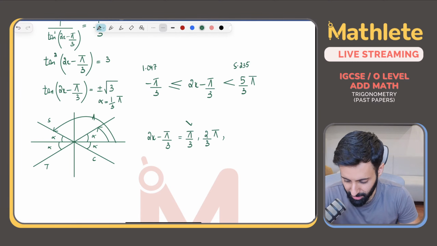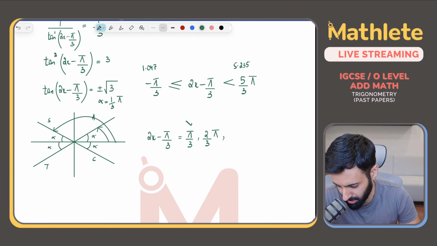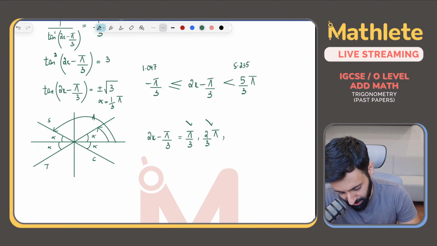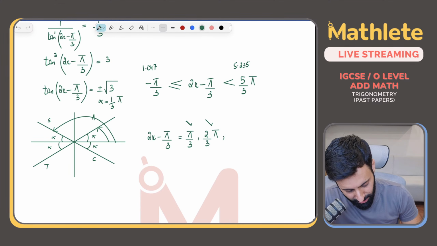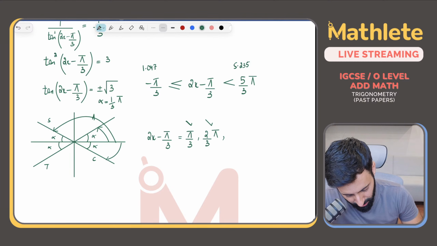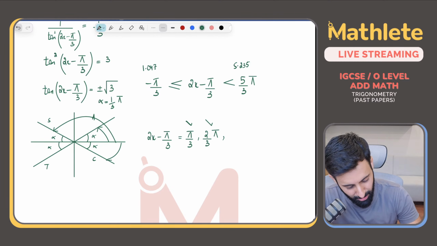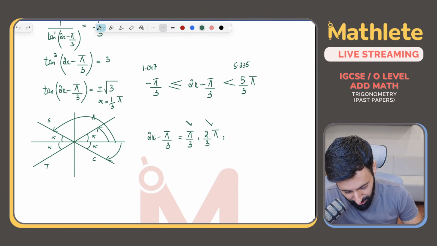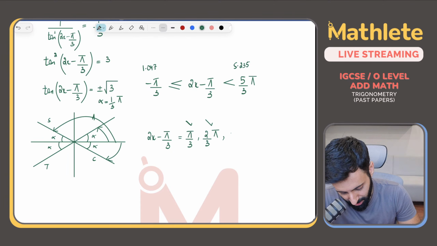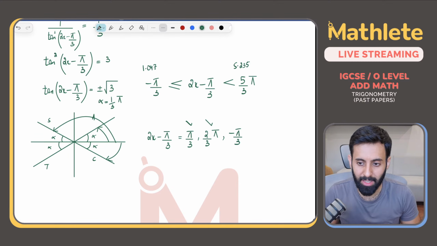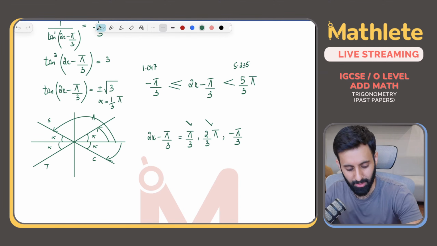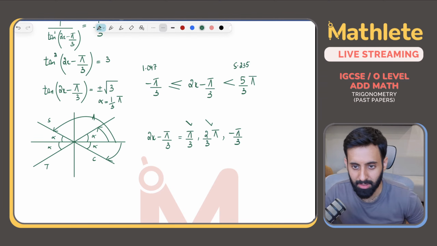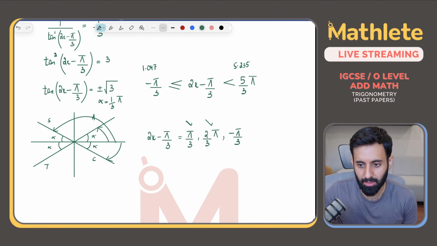Okay, so 2 upon 3 pi is also inside the range. Is it? Yeah. So we'll consider this as well. Okay, now it's time to go in a clockwise direction, because the range allows us to go on the negative side. If you go in a clockwise direction, what's that equal to? That's equal to minus alpha. Minus alpha basically means minus pi upon 3. Now, should I consider minus pi upon 3, yes or no?